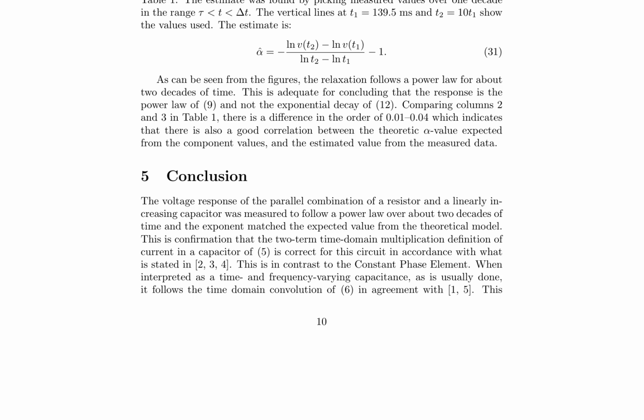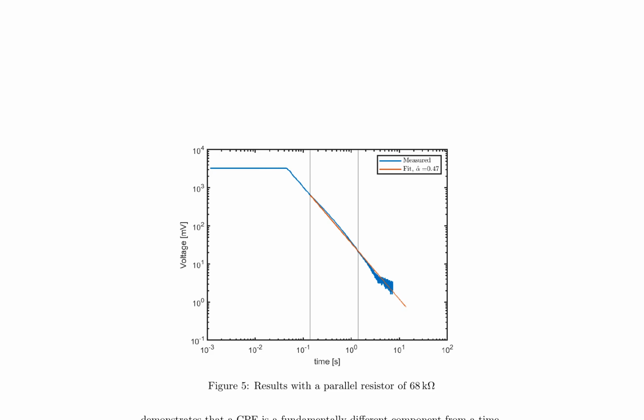The authors present a comprehensive analysis of the constant phase element, CPE, and its distinction from time and frequency varying capacitance. Figure 5 demonstrates the results with a parallel resistor of 68 kΩ, showcasing the fundamental difference between the CPE and time and frequency varying capacitance.